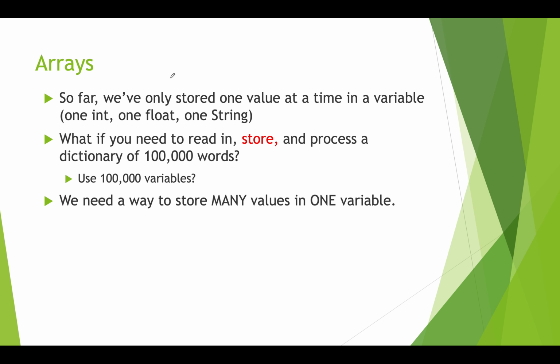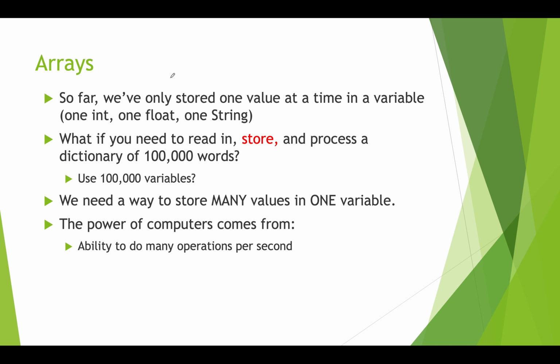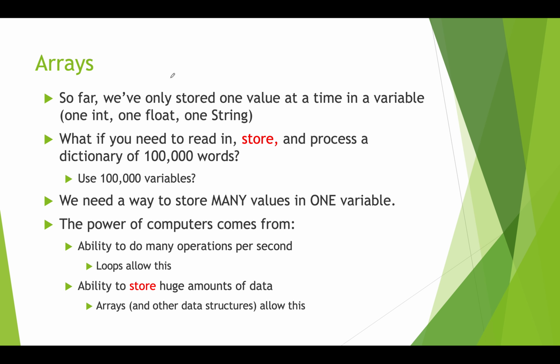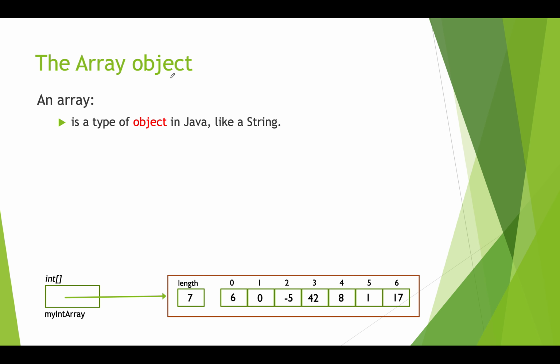And the most basic way to do this is using the data structure, which is the array. So computers are powerful because they can do many operations per second, and it's loops that allow that to happen. But computers are also powerful because they can store huge amounts of data and do operations on those huge amounts of data, and arrays and other data structures you might learn about later allow this to happen. So arrays are objects in Java and in Processing, just like strings are objects.